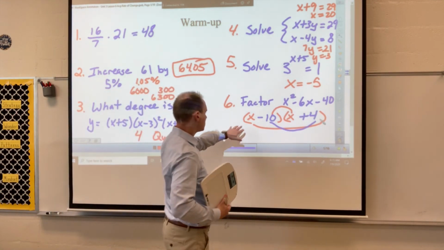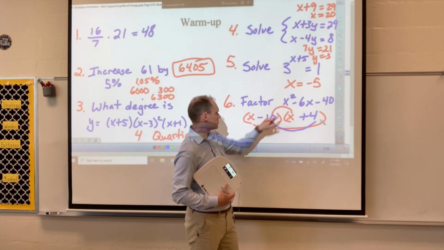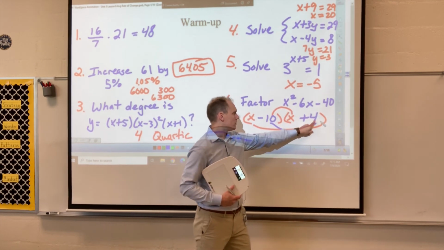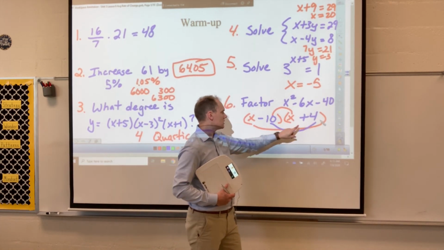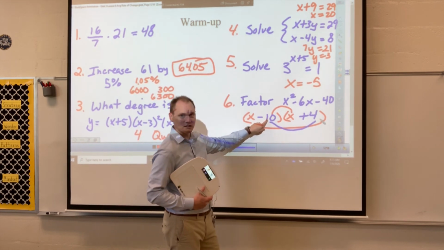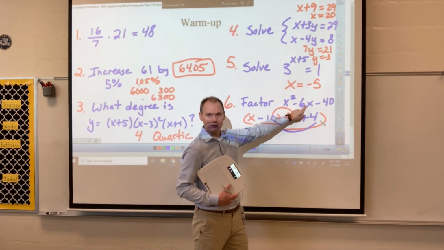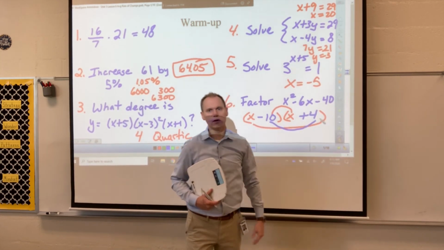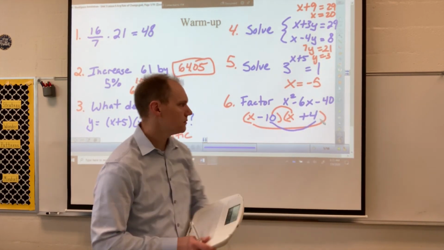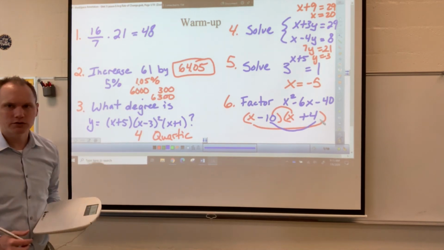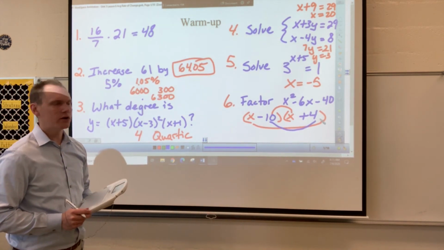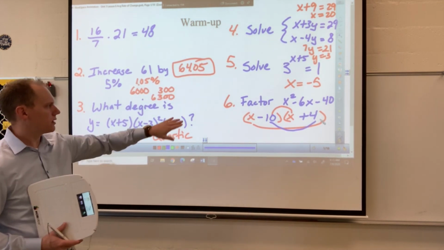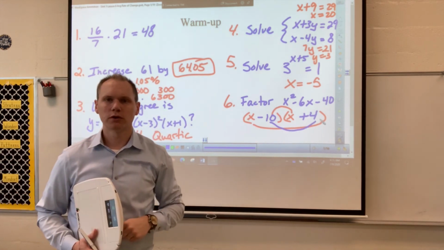So when we were to distribute this out, we have x times x is x squared. X times positive 4 is 4x. And then x times -10 is -10x. Add those together, you get the -6x. And then -10 times positive 4 is -40. So just to reiterate there, to factor a quadratic with a leading coefficient of 1, we can just think through the reverse distribution there.